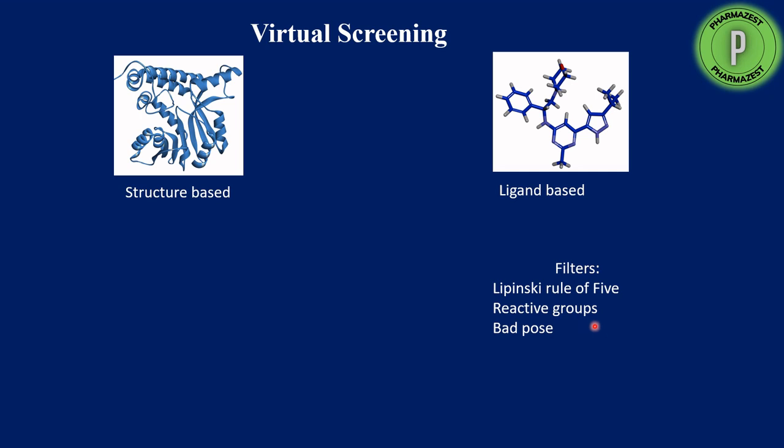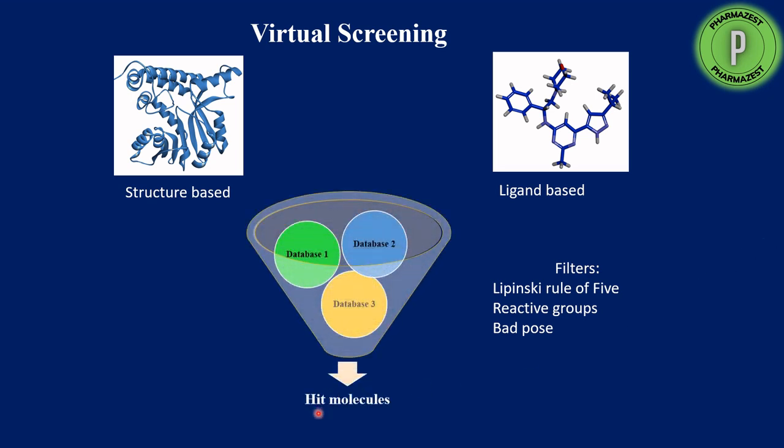And reactive groups, if any reactive groups are present, they are also eliminated. Suppose the molecule contains a reactive group, what happens in the next stages is it may cause side effects or unwanted reactions. So in order to avoid those, these reactive groups are eliminated. And if there are any bad poses, that means if it does not make any favorable interactions with the protein, then also the compound is eliminated from the process. So this is called virtual screening.